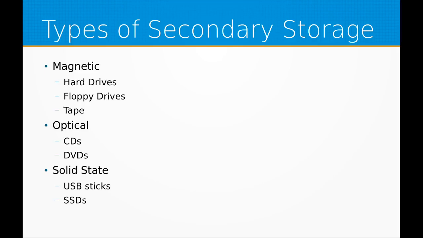Next one is optical. So your CDs, DVDs, Blu-rays, all the rest are using optical media. And solid state, such as your SSDs in your computer, USB sticks, external solid state hard drives, all that sort of stuff comes under solid state and your SD cards.